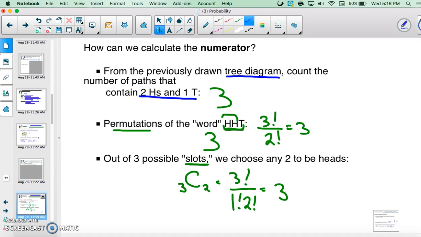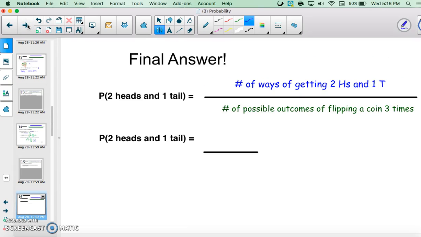So we found our numerator a few different ways and our denominator a few different ways. So in the end, our final answer is going to be 3 over 8. And that is the probability of getting 2 heads and 1 tail.